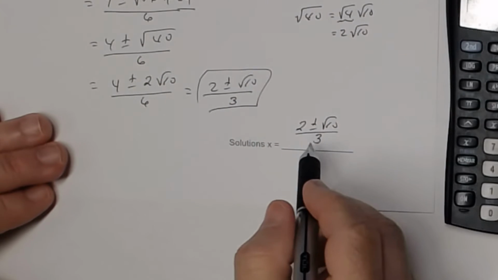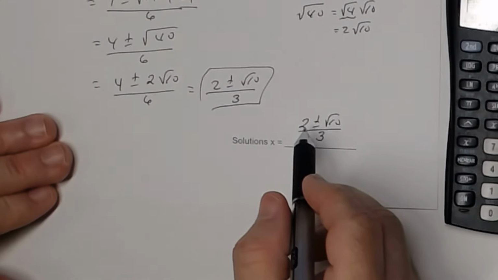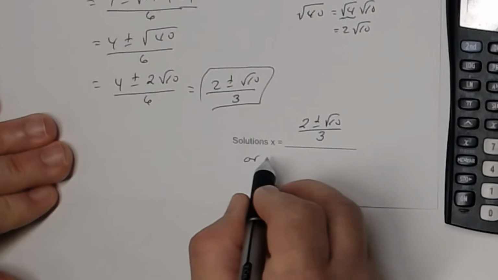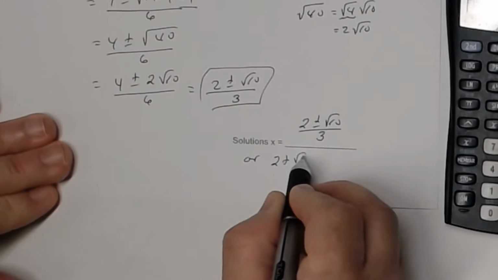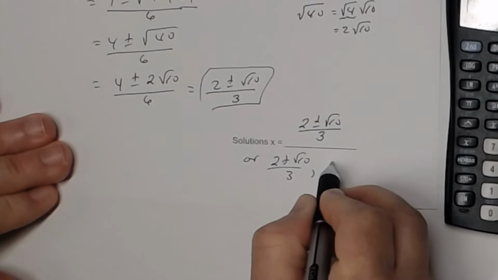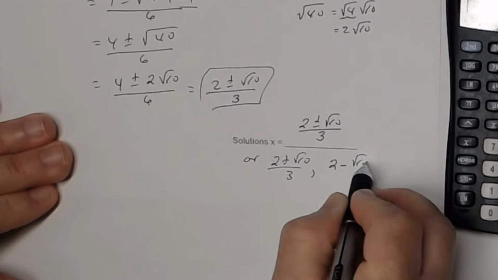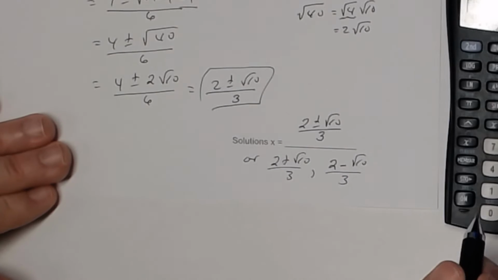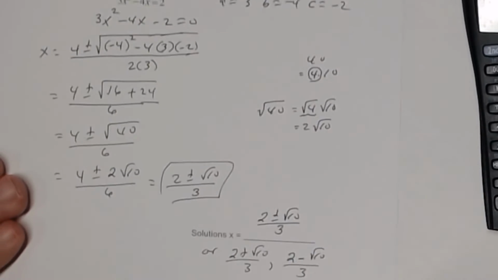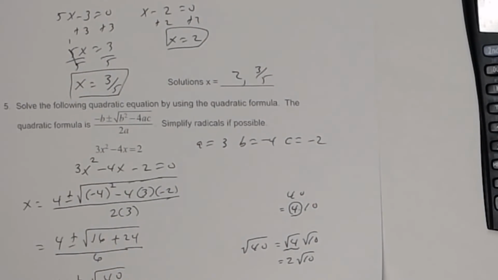Now, if you wanted to write it as two separate solutions, you could. So you could say 2 plus the square root of 10 divided by 3, comma, 2 minus the square root of 10 divided by 3. Okay? All right, so that was number 5. Okay, now number 6.